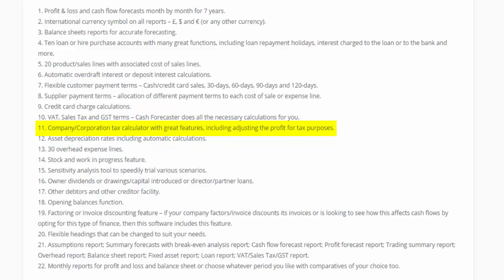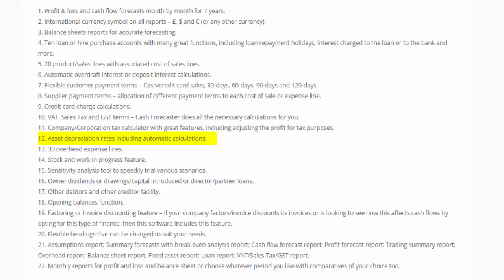You can also turn this facility on and off for corporation tax, so you can say when this amount of tax is paid or not, and there are various adjustment scenarios within there for you too.